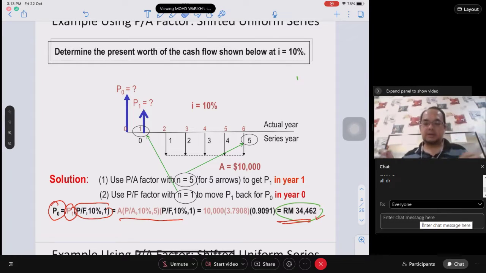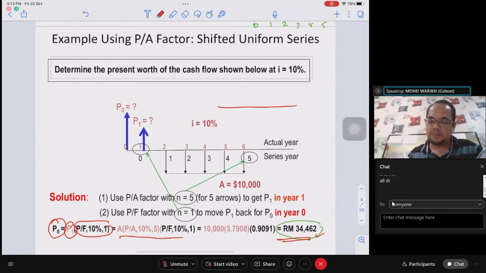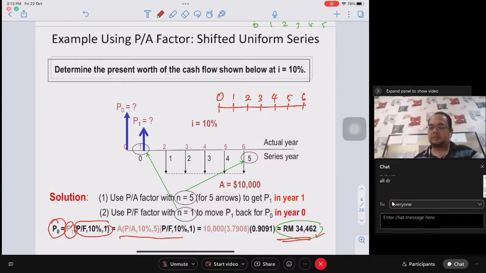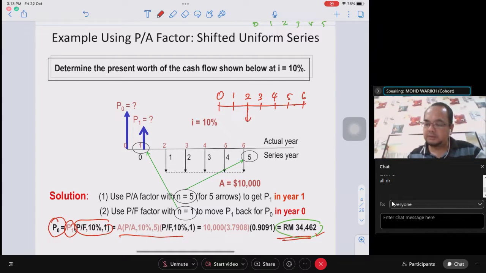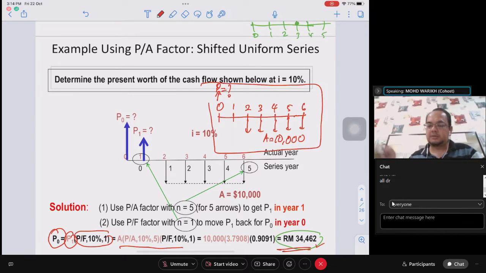Okay, this is the original question. Okay, the original question is this one. Ini adalah original question. Tengok kat gambar saya lukis ni. So, six, A is 10,000. Define the present worth. That means it's a P. It's the original question. I is a and per year.